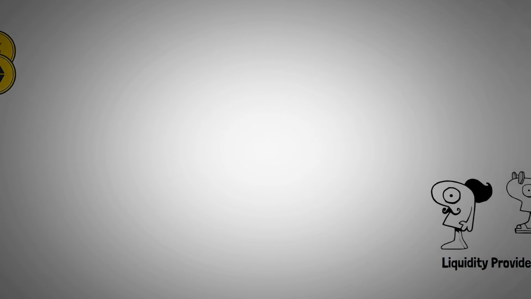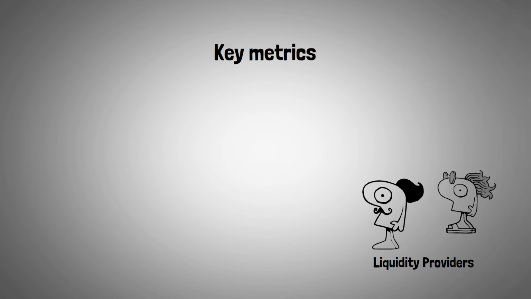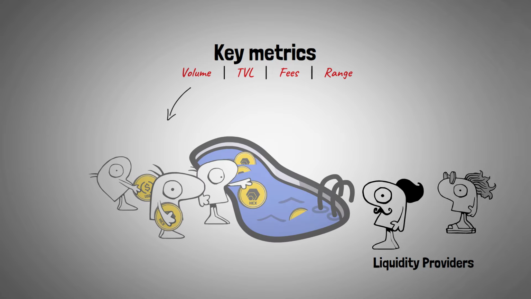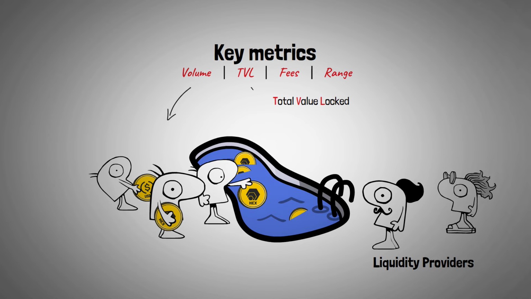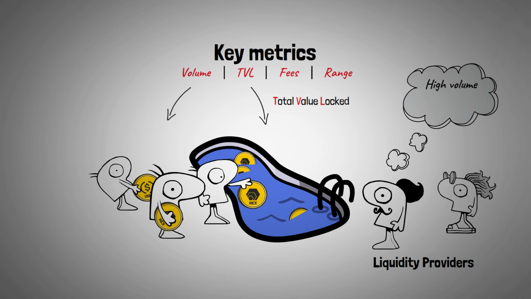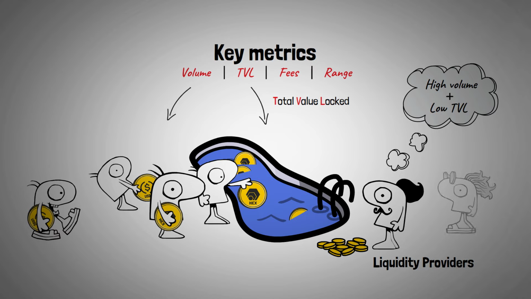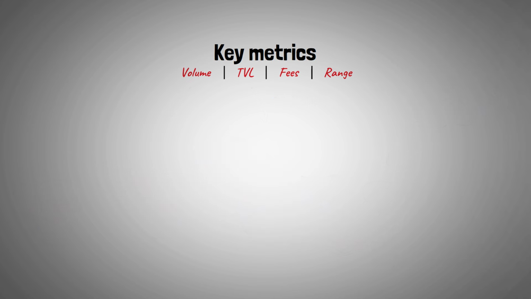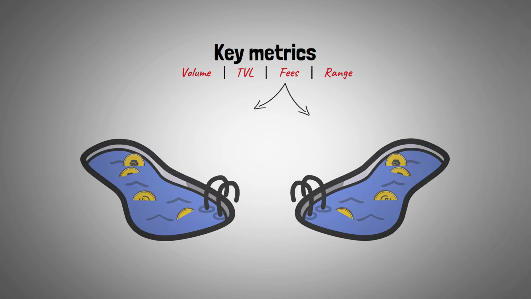Anyway, liquidity providers also need to consider other key metrics since there are numerous pools available across several decentralized exchanges. Firstly, volume represents the amount of money traded within a specific pair, while TVL, or total value locked, reflects the amount of liquidity in a particular pool. Ideally, you want high volume and low TVL. This setup allows for more trades, resulting in increased fee earnings while being distributed to fewer participants as there's less competition.